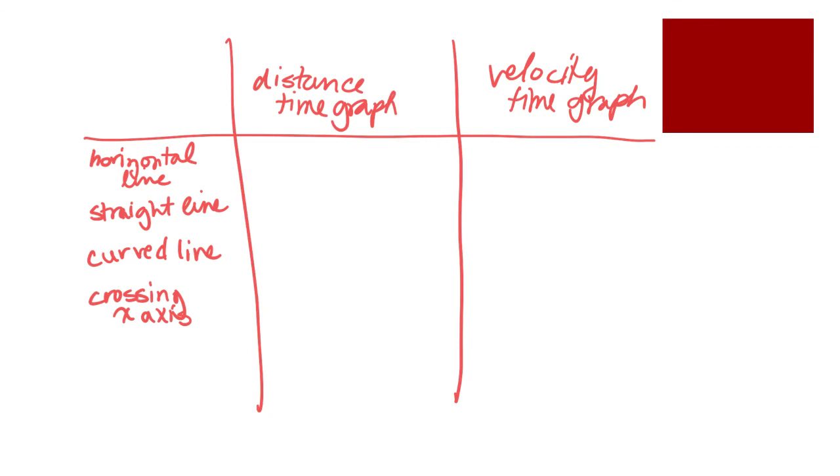So one of the things that I think would be a really good idea is if you take this and we go through what the different graphs mean. So let's take a look first at the horizontal line. On a distance time graph, that meant it was stationary. But a velocity time graph means constant speed.